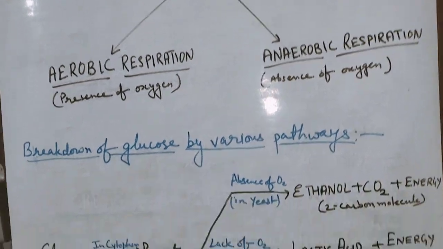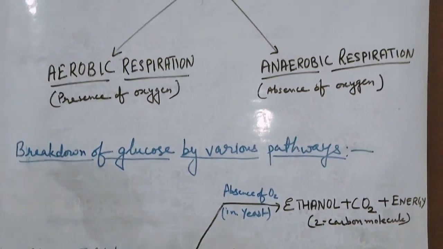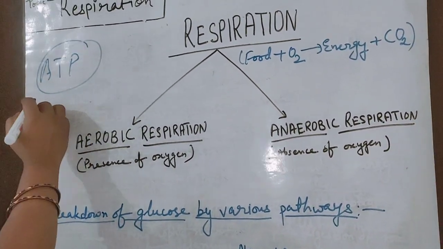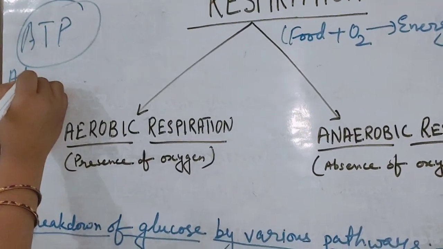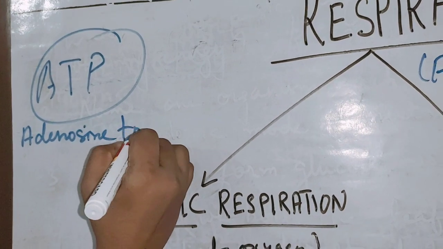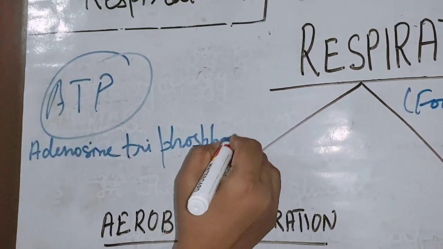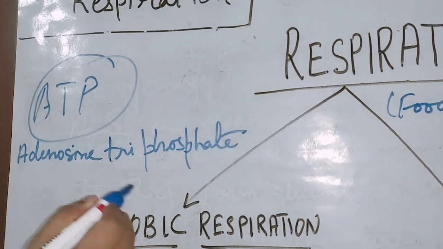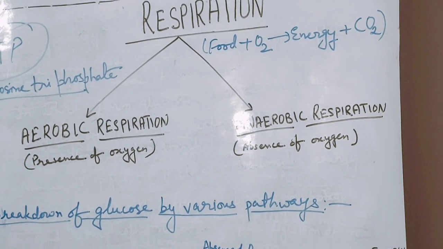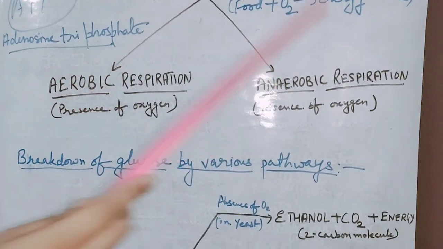What is ATP? ATP is the currency of energy stored in our body. ATP, adenosine triphosphate. It is the currency of energy which is released in the process of respiration.